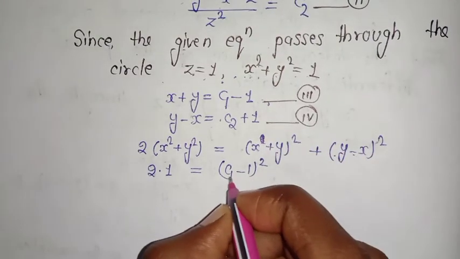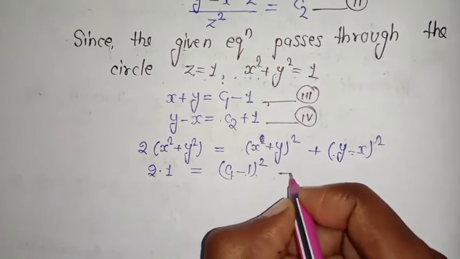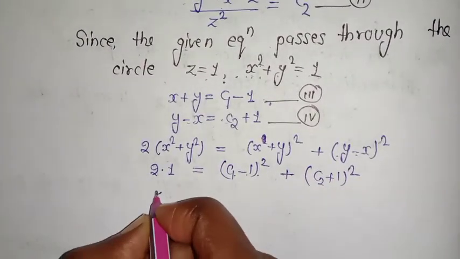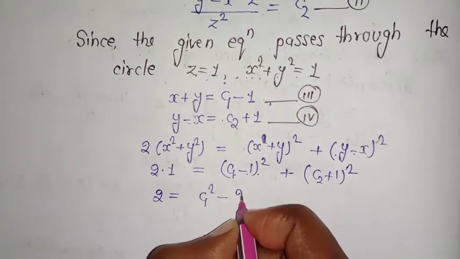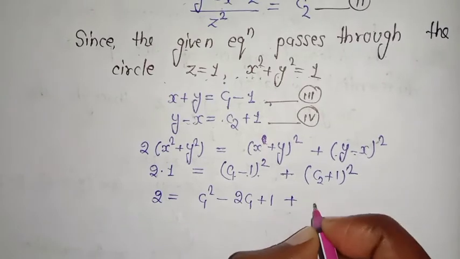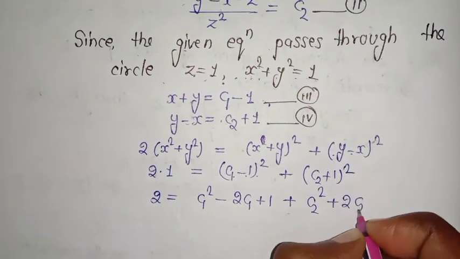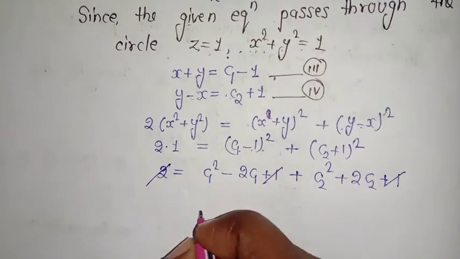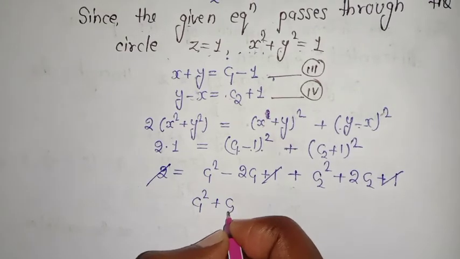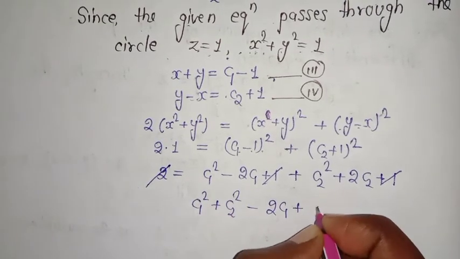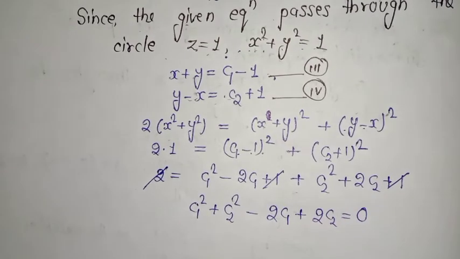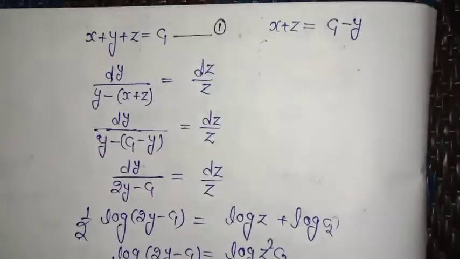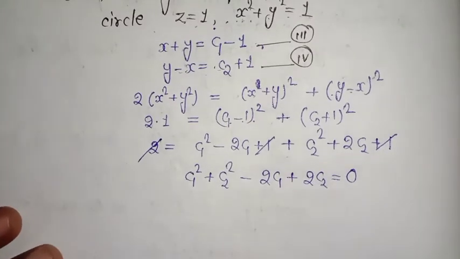So this can be written as c1 minus 1 raised to power 2, and y minus x can be written as c2 plus 1 raised to power 2. If I expand it, then this becomes c1 square minus 2c1 plus 1 plus c2 square plus 2c2 plus 1. Now 1 becomes 2 and 2 gets cancelled by 2. So what is the equation that remains? c1 square plus c2 square minus 2c1 plus 2c2 is equal to 0. Now we will put the value of c2 and c1 from equation 1 and 2, then we can get the required equation of the integral surface.